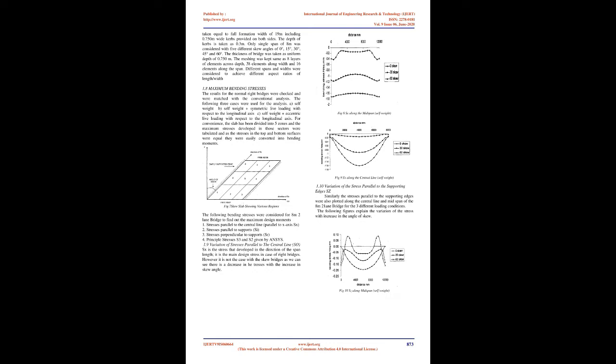1.6 Parameters considered. 3 different lane bridges, single lane, 5 m wide, double lane, 12 m wide, and 4 lane, 19 m wide, were taken in this study. The width of bridges taken was equal to the full formation width of the road for 2 and 4 lane bridges as per I.R.C. guidelines. Following assumptions were made to make the analysis simpler.